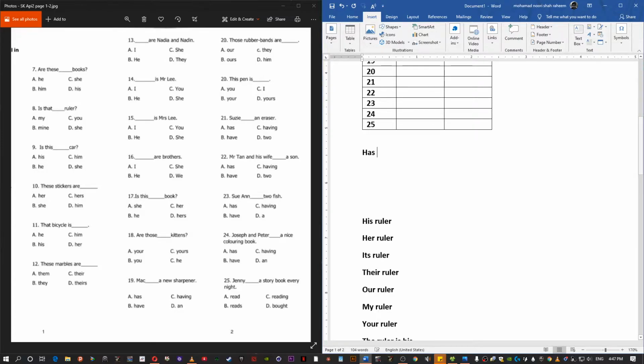Has ni dia dua maksud. Mempunyai ataupun ada. Okay, sebab tu kadang-kadang kita pakai I... She has a bag. So, dia mempunyai sebuah bag. They have been a robbery. Okay. Has ni dia punya plural dia. Has ni ialah satu. Has ni ialah kita pakai untuk satu.